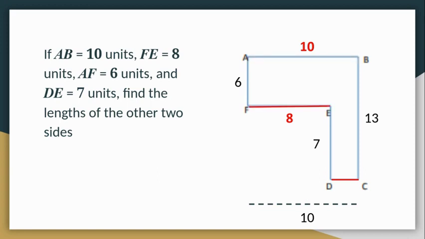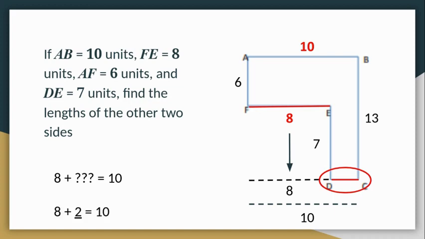To help solve this, let's now look at side FE. When we project this line down, we see that 8 combined with line DC equals 10. We know that 8 plus 2 equals 10. This means that the length of line DC is equal to 2.